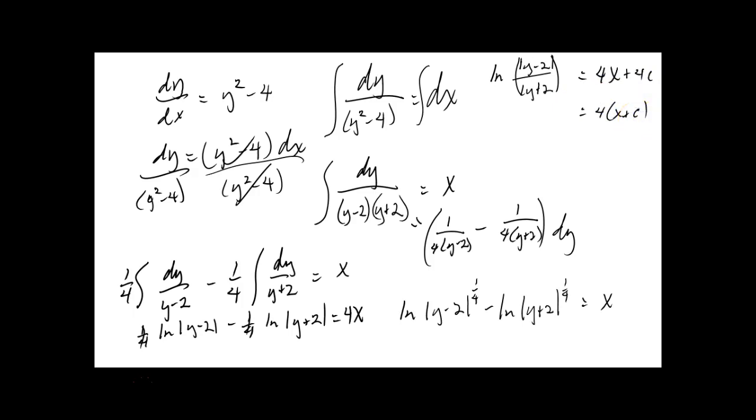All right. Now, what we want to do is take the e of both sides. And what that e will do is wipe out the log, and then you have y minus 2 over y plus 2 is equal to e to the 4 times x plus c.